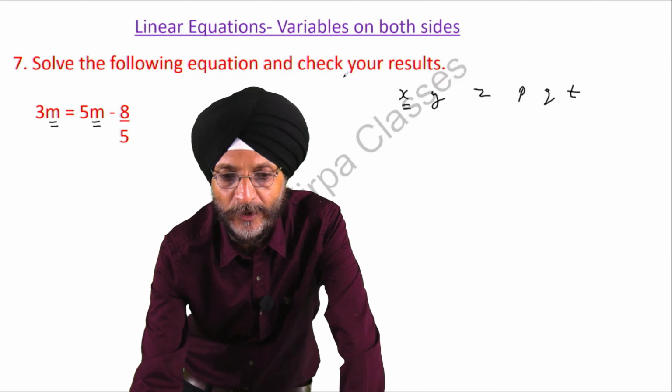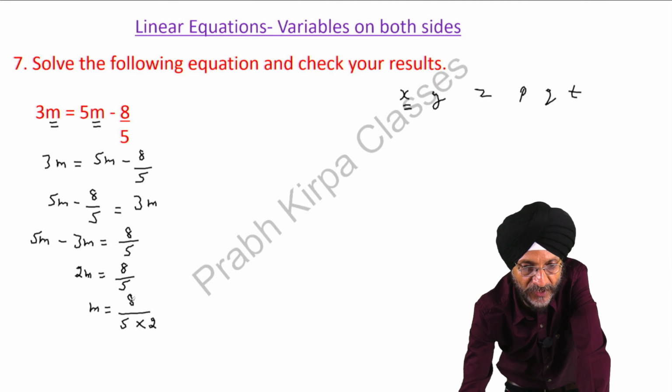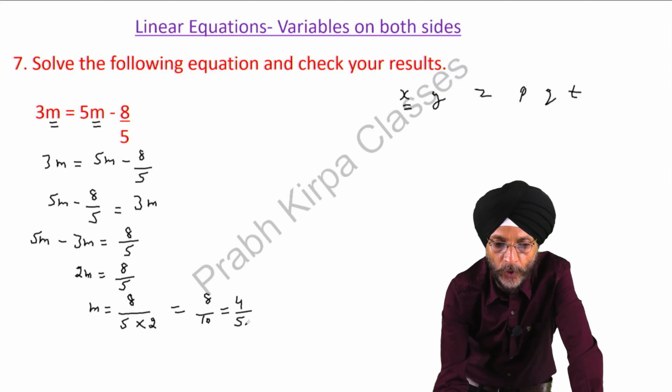So 5m minus 3m, it becomes 2m is equal to 8 over 5. So m becomes 8 over 5 into 2, because 2 will be shifted to the other side on the lower side. 8 over 10, or we can write it as 4 over 5. So the value of the variable is 4 over 5.